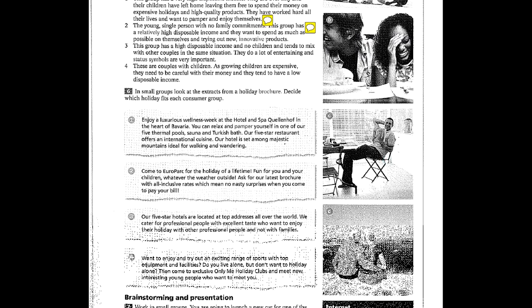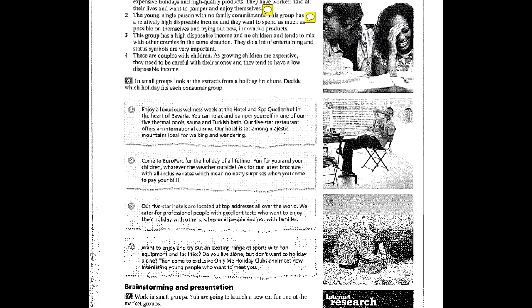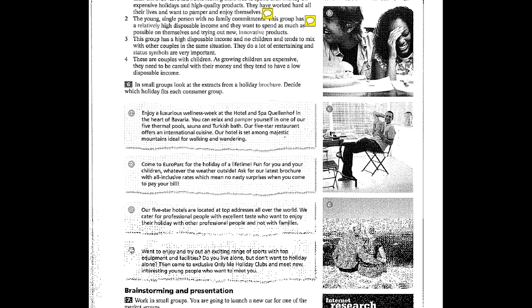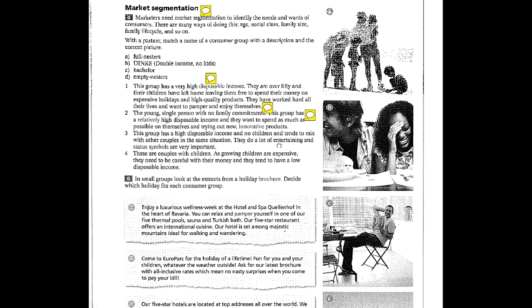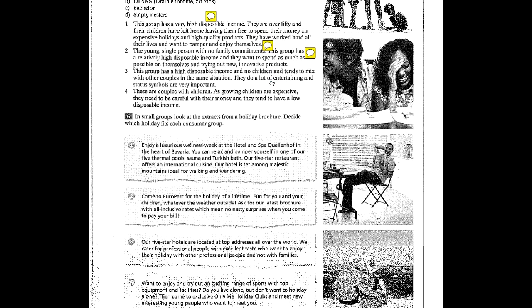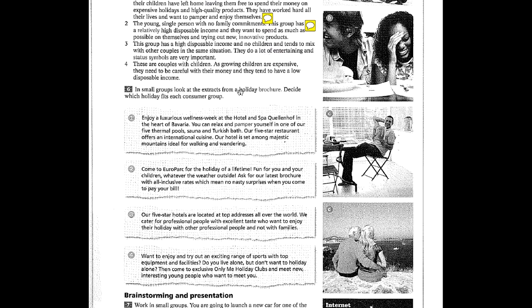Now in small groups, this is going to be another homework of yours. In small groups, look at the extracts from a holiday brochure. So these are from a holiday brochure. Decide which holidays fit each consumer group. So you have the 4 groups here: teens, full nesters, bachelors, and empty nesters. So we have 4 holiday brochures. Decide which holiday fits each consumer group.